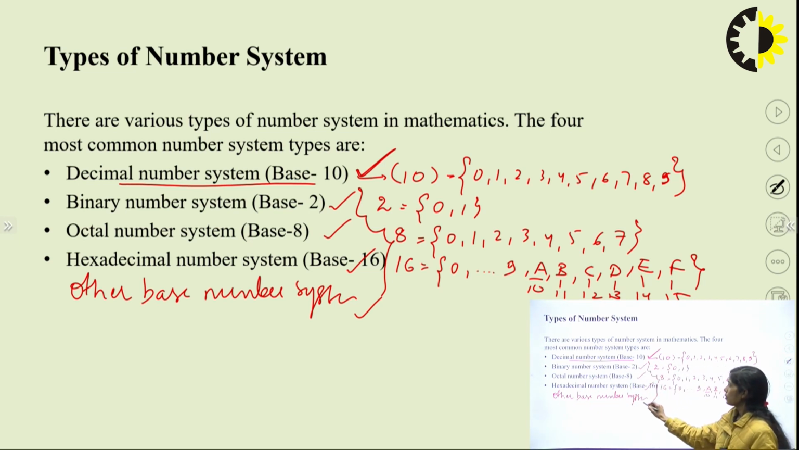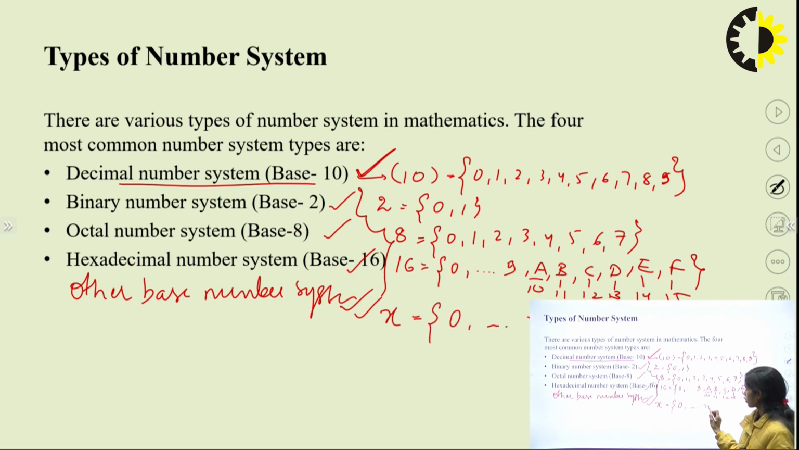Now if we talk about the other base number system, let's say it is X, any number system. Its representation, or we can say the digits allowed, is from 0 to X minus 1.